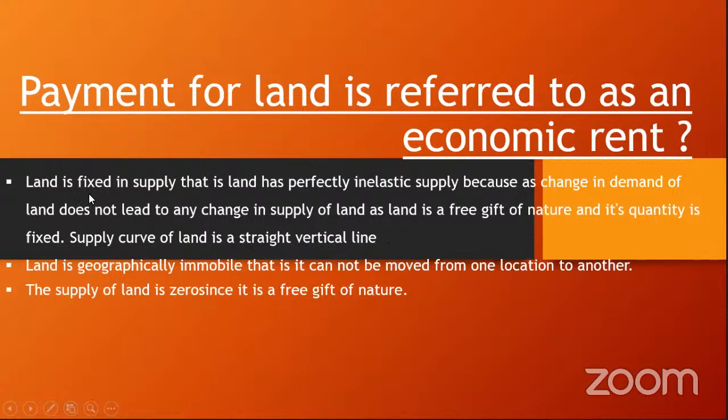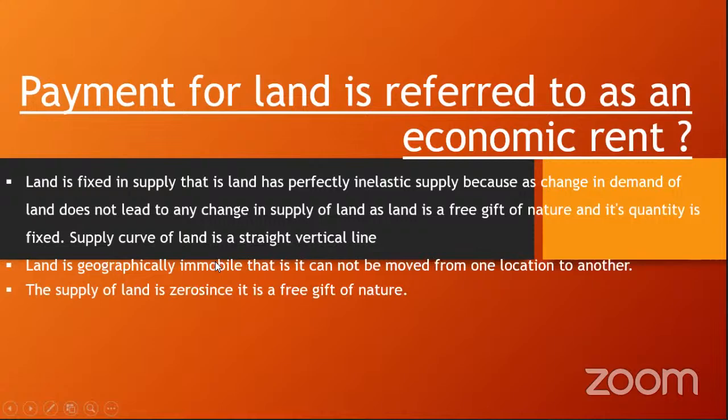I hope I'm clear there. That's why it has a perfectly inelastic supply. Because of that, the change in demand of the land does not lead to any change in the supply of it, because land is a free gift of nature and its quantity is fixed. Hence, the supply curve of land is straight, or it is a vertical line.